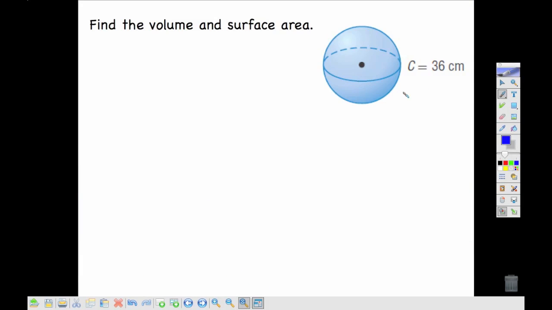Okay, if we want to find volume and surface area then, the most important thing again was radius. Now notice they don't give us the radius in here, they give us the circumference. So I'm going to have to find that. If our circumference is 36, I'm going to think about my formula, circumference is 2 pi r, and use that 36 to solve this for r. So my radius will be 36 divided by 2 pi.